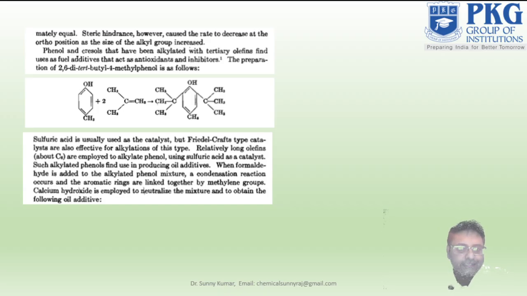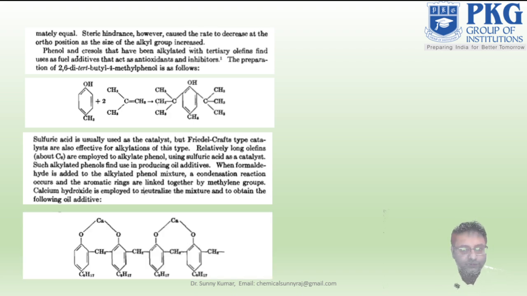When formaldehyde is added to the alkylated phenol mixtures, a condensation reaction occurs and aromatic rings are linked together by methylene groups, as you are seeing here. Calcium hydroxide is employed to neutralize the mixture and to obtain the following oil additives. So now this is the reaction, this is the compound you will get. This is a long chain compound you will get after the condensation reaction occurs. They are linked together by the methylene group.